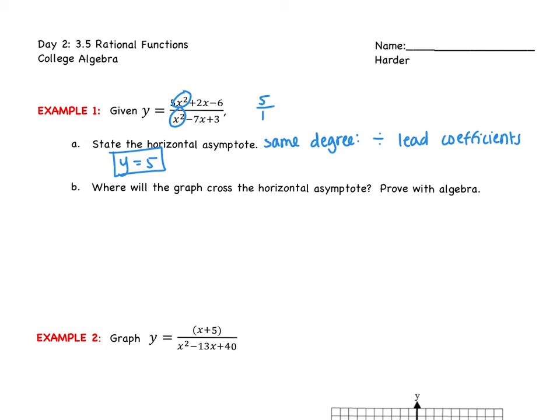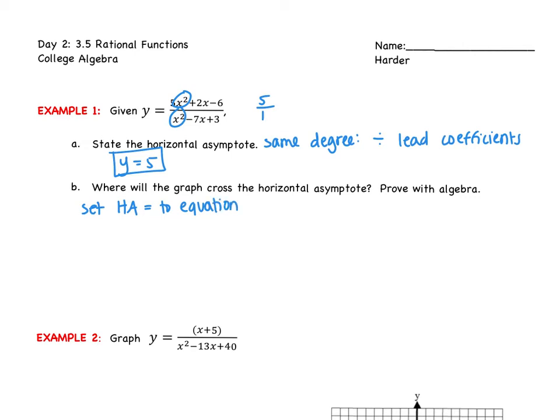It has to be written y equals 5. Just plain old 5 I will not accept. Y equals 5 because it's a line. So that's part A. Part B, we want to know, is the graph going to cross the horizontal asymptote? And where it does. The way you approach that one, if you remember, you are going to set the horizontal asymptote equal to your equation.